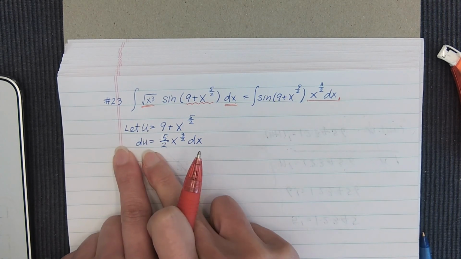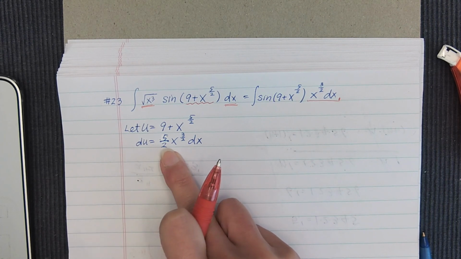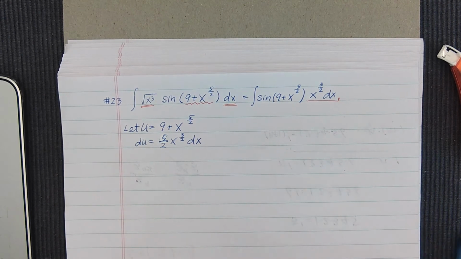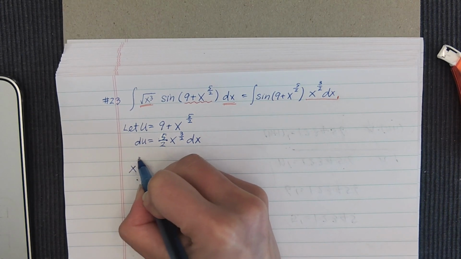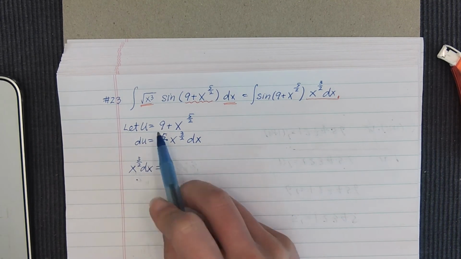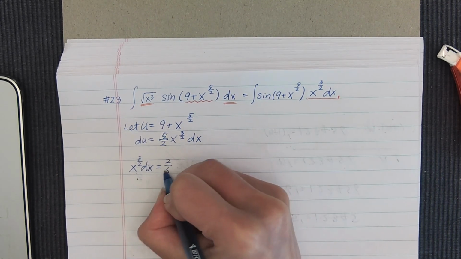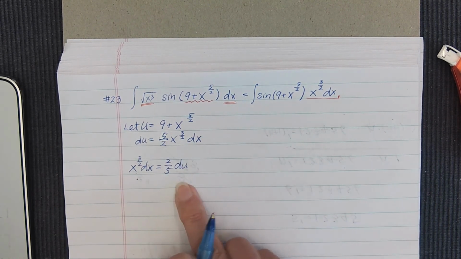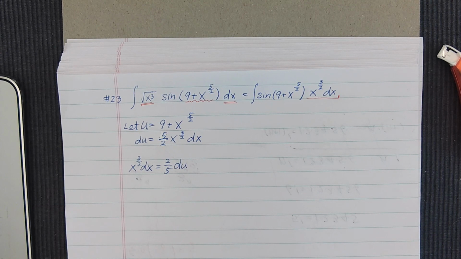So I can go back to that du. But I just don't want the 5 over 2. So I need to cancel this 5 over 2. So what's the x to the 3 over 2 dx in this case? 2 over 5 du. That's it. Does that make sense, you guys? Right.